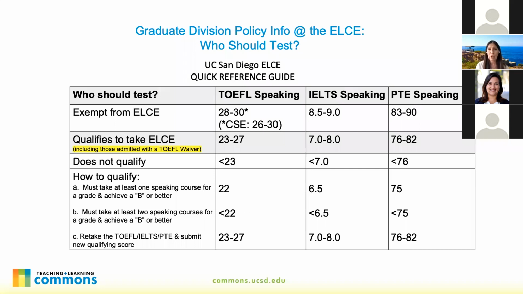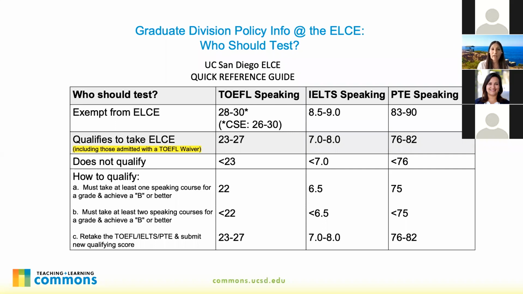So, who should test? This is important to note. This is on the website, but I want you to have the information today, now, so you don't have to search. If you received a score of 28 to 30, or 8.5 to 9, or 83 to 90 on any of these tests, we accept TOEFL, IELTS, and the Pearson Test of English, PTE, or in CSE, if you have a 26 to 30, then you have an ELCE waiver. You are exempt. You do not have to take the ELCE, and you can accept an offer for a TA-ship.